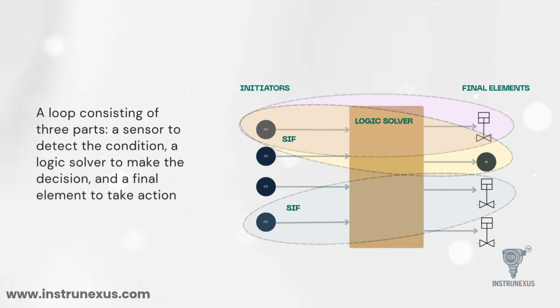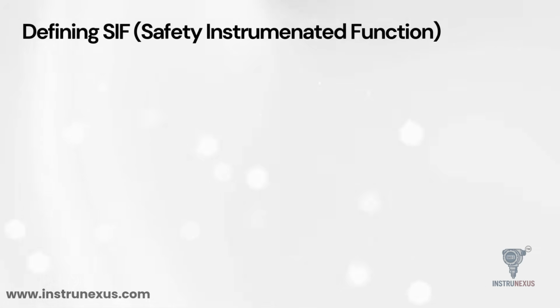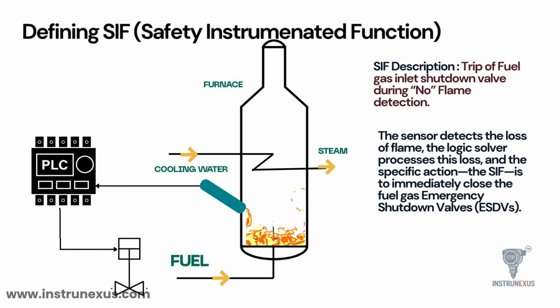For example, SIF-001 might protect against high pressure, while SIF-002 protects against high temperature. Each function is independent in its purpose, even if they share the same logic solver. Crucially, each SIF is assigned its own safety integrity level, or SIL, based on how much risk reduction is required for that specific hazard. Let's apply this to the examples from the process industry provided in our slides.